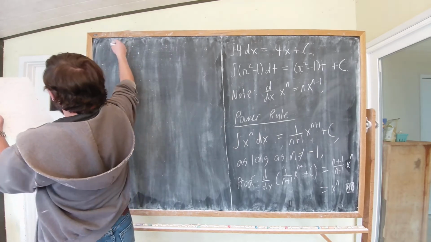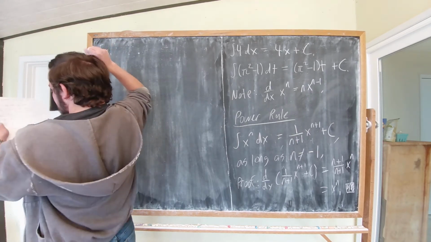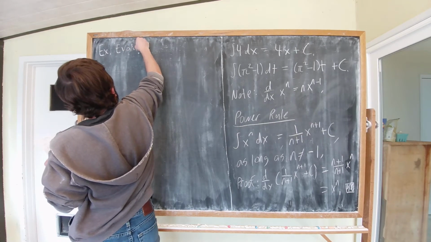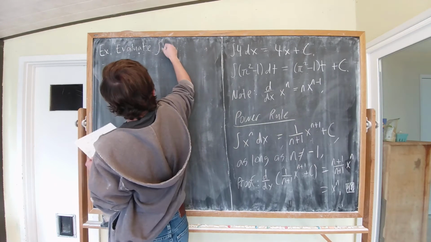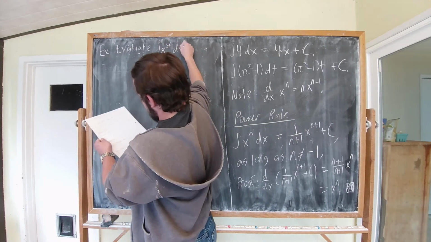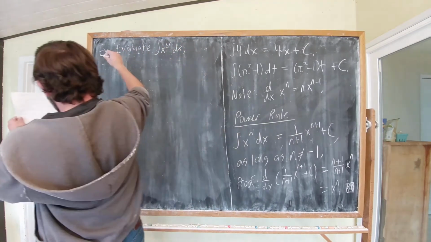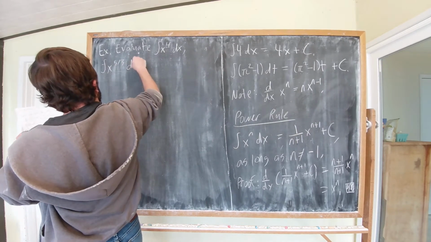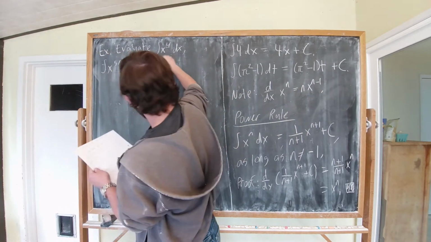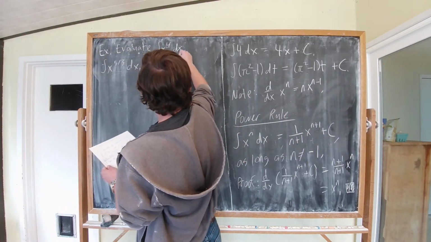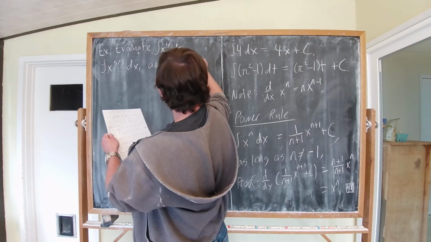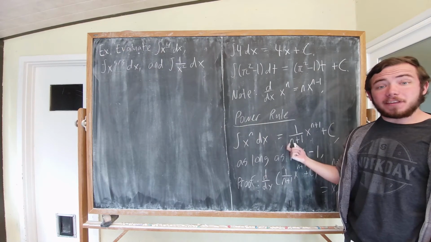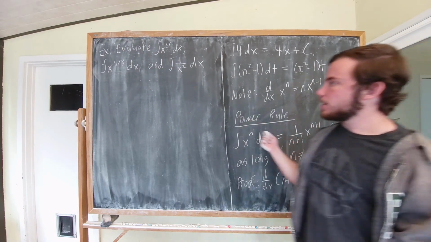All right, but first, a couple examples. Let's evaluate the integral of x to the 4th power dx, the integral of x to the 5/3 power dx, and the integral of 1 over x squared dx. All of these just get handled by the power rule.